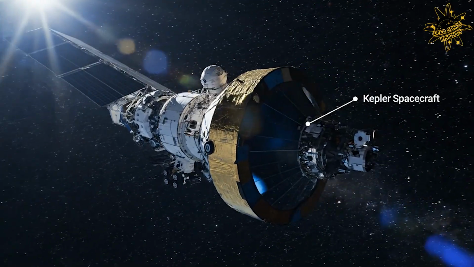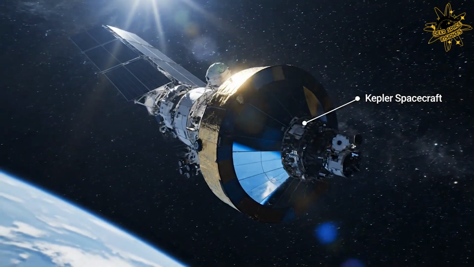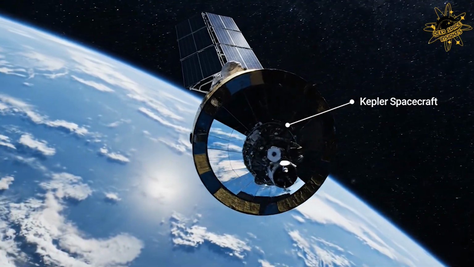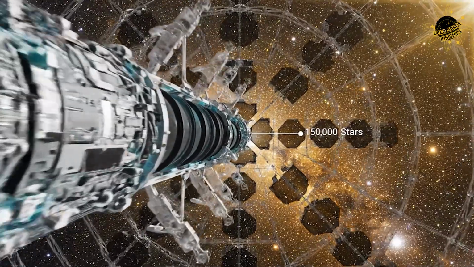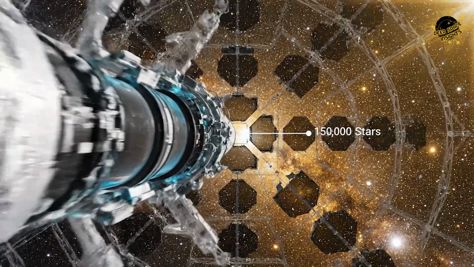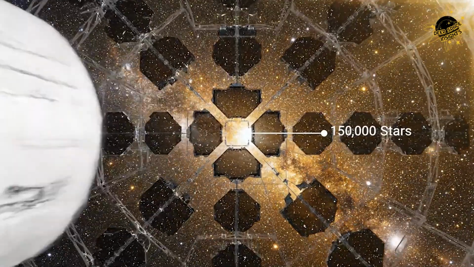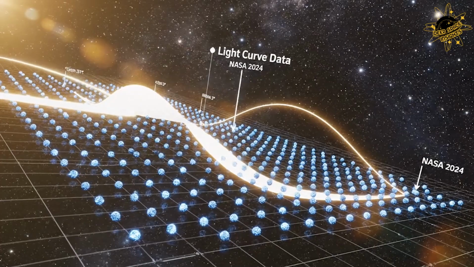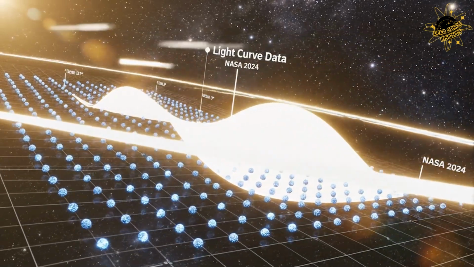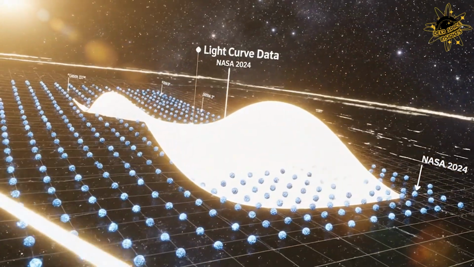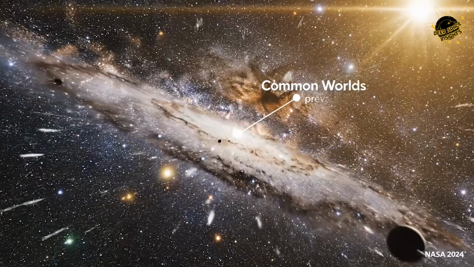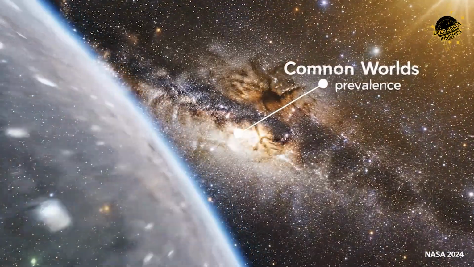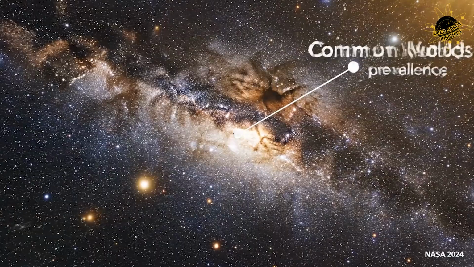From above, we see the Kepler Space Telescope's orbit following Earth as it continuously observes one small star field. Kepler used a single, massive camera to monitor the brightness of a huge number of stars simultaneously. The data produced a precise light curve for each star, revealing minute dips caused by transits. Kepler's revolutionary success proved that exoplanets, including small rocky ones, are common in the galaxy.